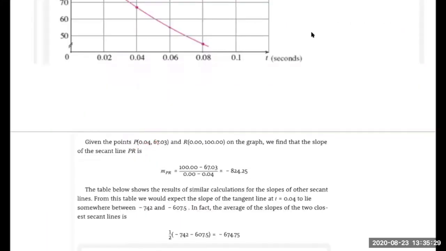The coordinate of P, this point over here, is (0.04, 67.03). And we also know the coordinate for this point right here. Then we use the slope formula. We calculate the slope, and it turns out to be negative 824.25. It is a negative number because, as you can see, this line is falling from left to right.